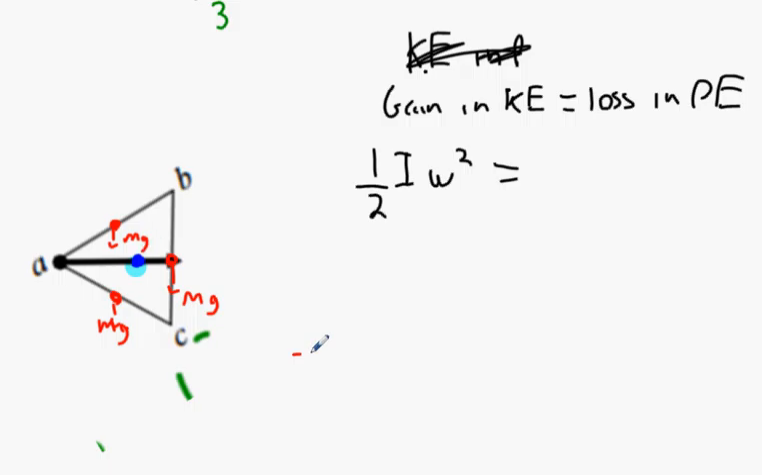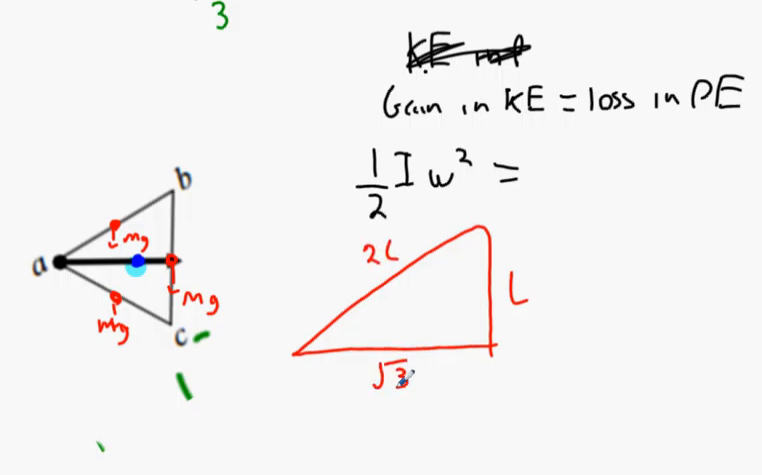So, like last time, we had that as L, that's 2L, which makes that root 3L, not root 3 over L. Everybody happy enough with that?